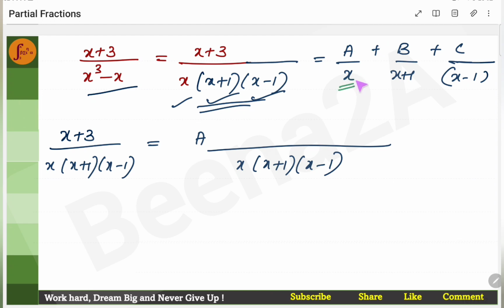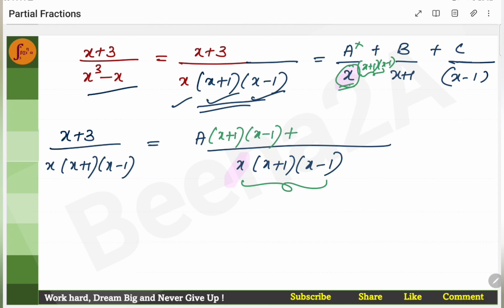Basically, what should I multiply with this denominator x to get this entire expression? Here I have only x, right? What is left out? These x plus 1 and x minus 1. So I have to multiply with x plus 1 into x minus 1. Only then I'll get this entire expression. But I don't multiply here, I have to multiply with the numerator. So A into x plus 1 into x minus 1.